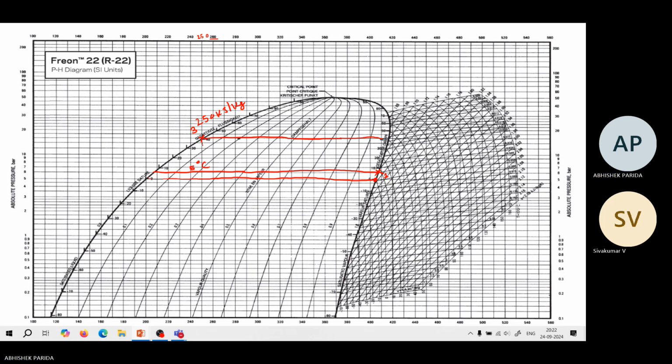Now this line doesn't change even though it goes to minus 35 degrees Celsius. Minus 35 is somewhat here. So that line stays the same. The only thing that changes is this one.